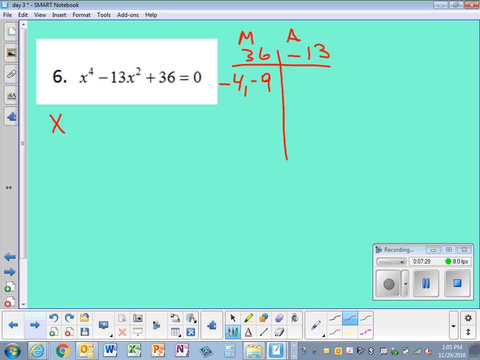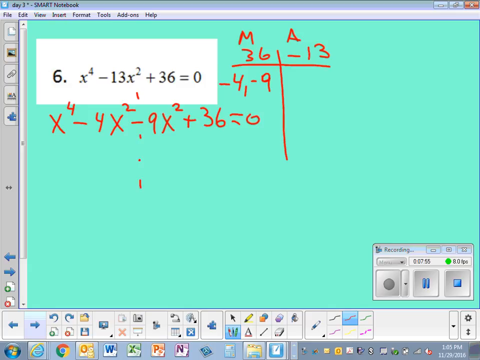So just to be on the safe side, no shortcut, I'll rewrite x to the power of 4 minus 4x to the power of 2, right? I'm rewriting the middle term using my numbers, so the exponent should match. You have to use x squared, because the exponent should match. I'm separating the negative 13x squared into negative 4x squared and negative 9x squared.